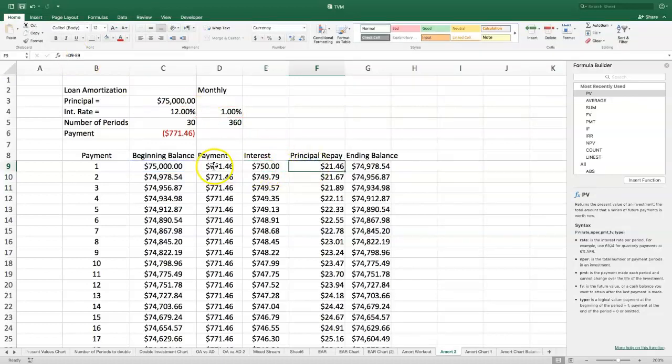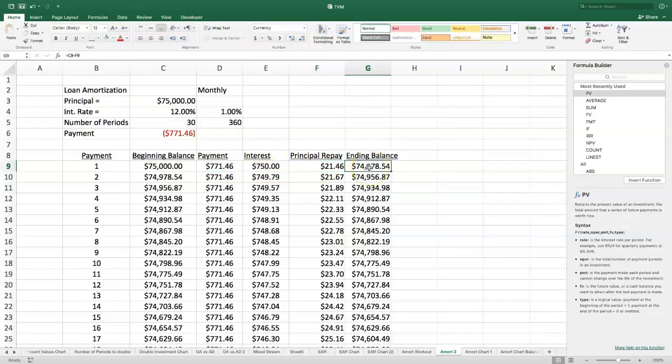Well, if the total payment is $771.46, $750 of it goes towards interest, so the amount of principal that's repaid on this payment is the amount of the payment, $771.46, minus the interest, which gives us a total of $21.46. Again, you can click on the equal sign here, and you can see exactly the formula for the cell and the color coding for the cells that are used.